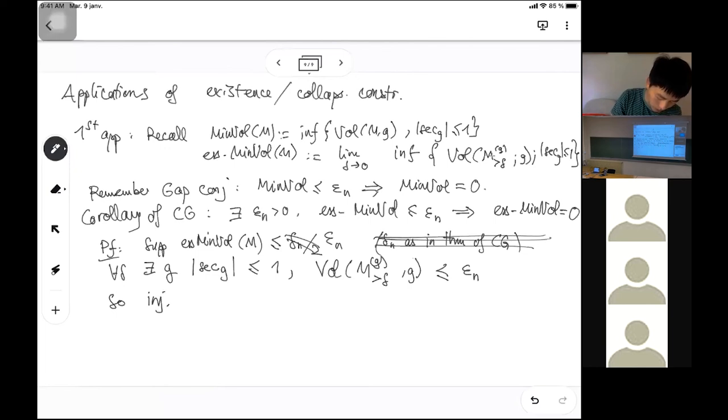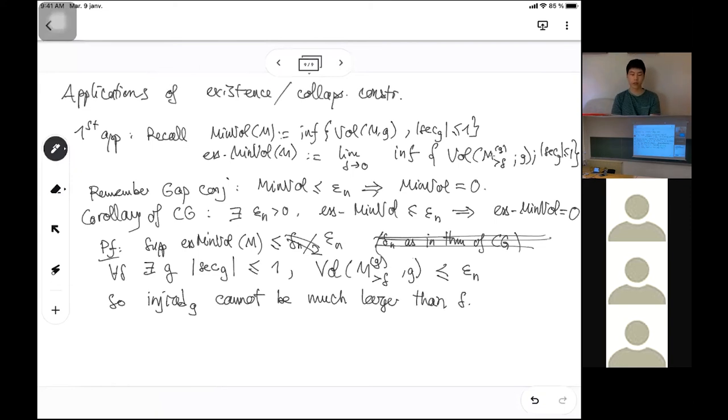So everywhere, the injectivity radius of G cannot be much larger than delta. But now, if you choose delta to be comparable to the delta n in Cheeger-Gromov, that means that the injectivity radius of this metric G is small everywhere.